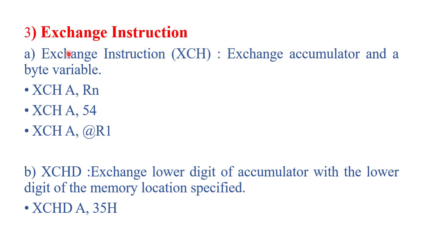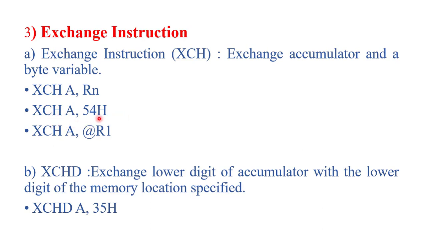Next instruction is the exchange instruction. As the name suggests, in the exchange instruction we exchange the content of the accumulator and a byte variable. So this is the syntax of the exchange instruction: XCH A, Rn. This instruction tells that we exchange the content of the accumulator register and the Rn register. We do not perform any operation, we do not manipulate data, we only exchange the content of the Rn register and the A register.